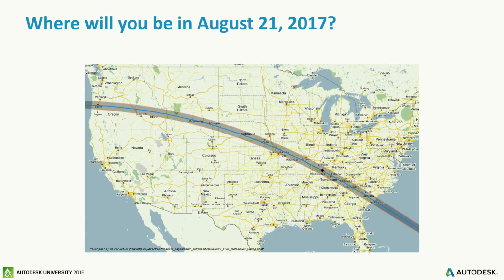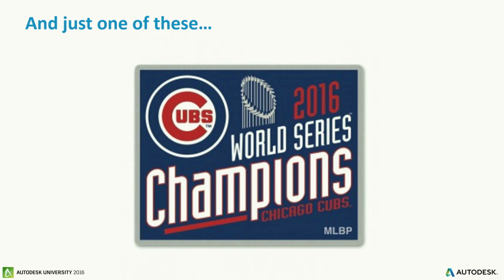Nothing to do with Dynamo, Revit, or anything to do with AU, but on August 21st, 2017, you want to be somewhere on that gray path. A total eclipse of the sun will go across the entire continental US, and it's a spectacle not to be missed, so I highly recommend that you find a way to get somewhere on that path. And, you know, go Cubbies.